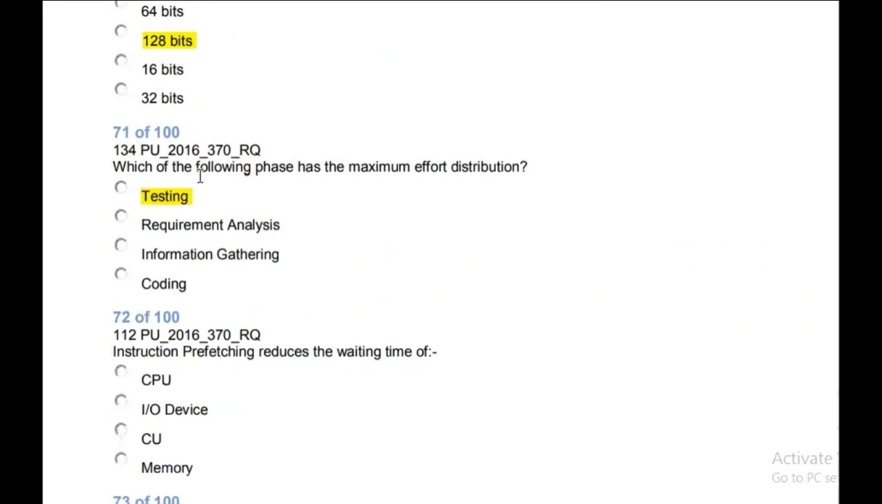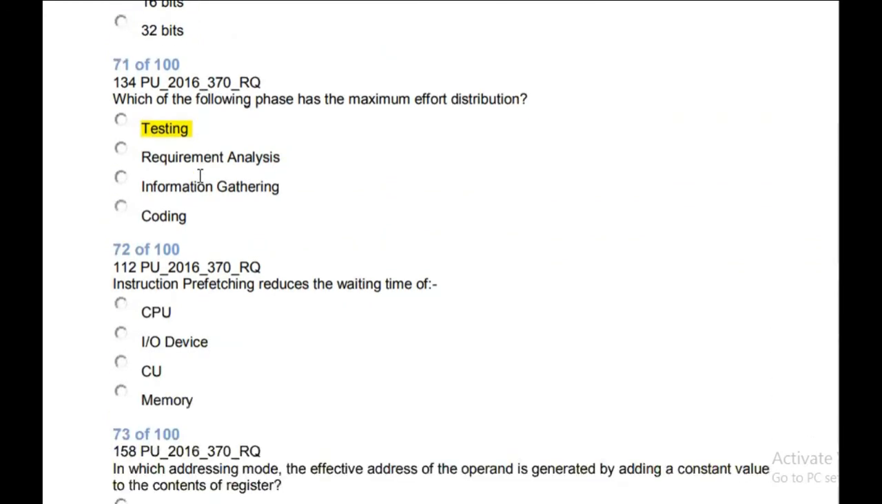Next question, question number 71. Which of the following phases has the maximum effort distribution? Option A, testing, is the right answer. Next question.